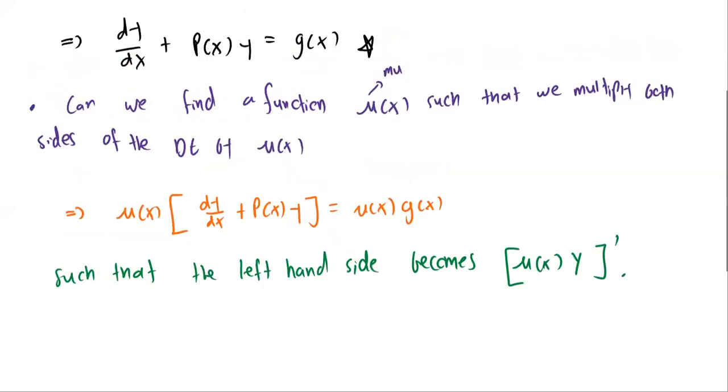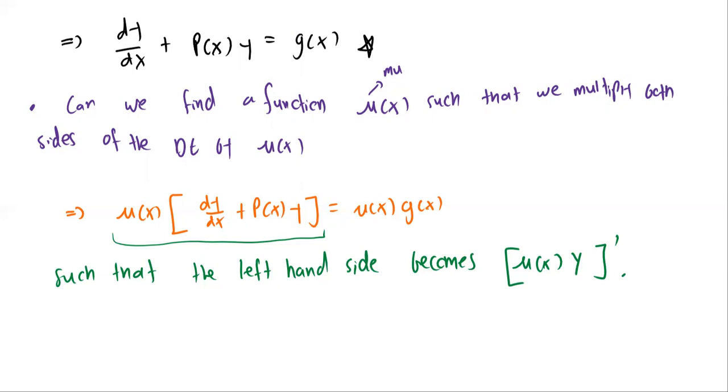Okay, so this is the setup. We have a first order linear differential equation. Our goal is to find a function mu such that when I multiply both sides of the differential equation by mu, the left-hand side becomes just the derivative of this function mu times y. That's the goal.